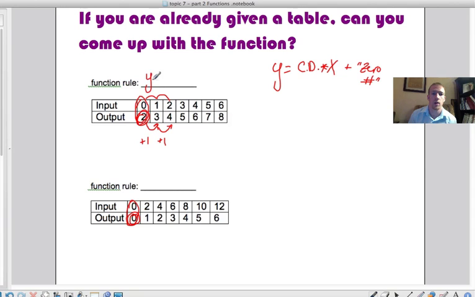So here our common difference is 1 every time. So we have y equals 1 times x plus our 0 number, which is a 2. The 0 number just tells you where to start, and this common difference tells you how much you go up by each time. So that could just be written as y equals x plus 2.